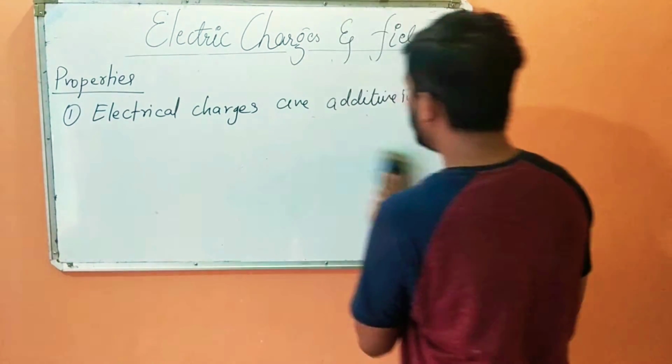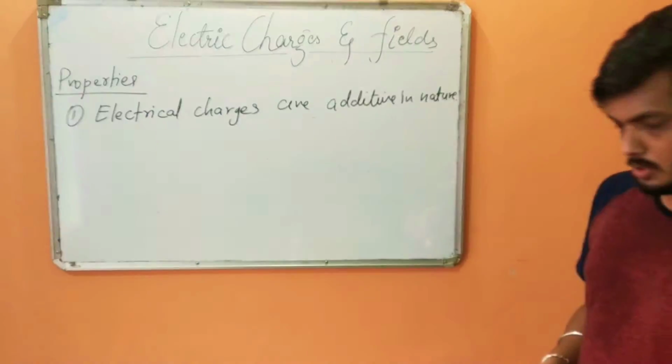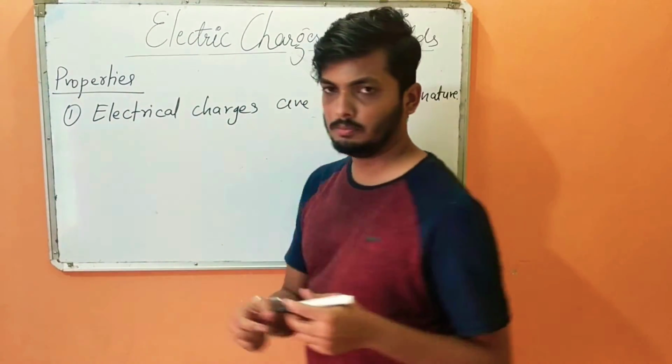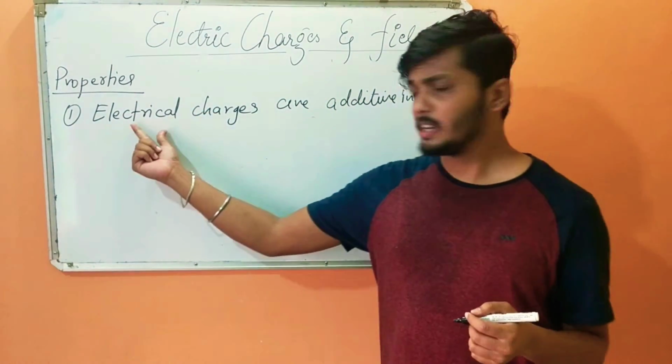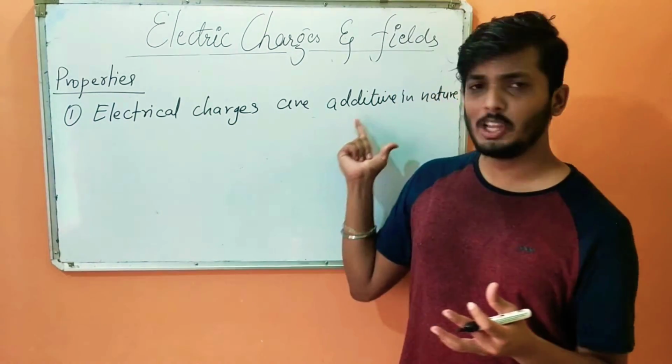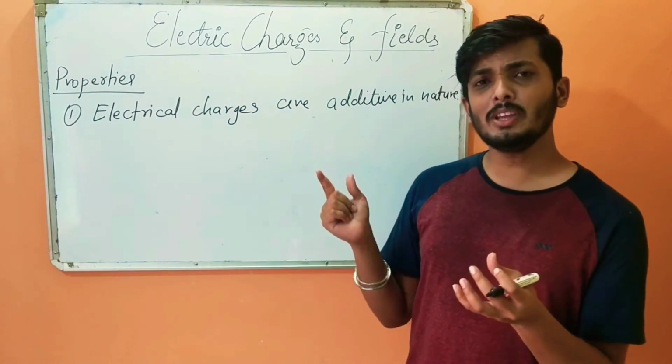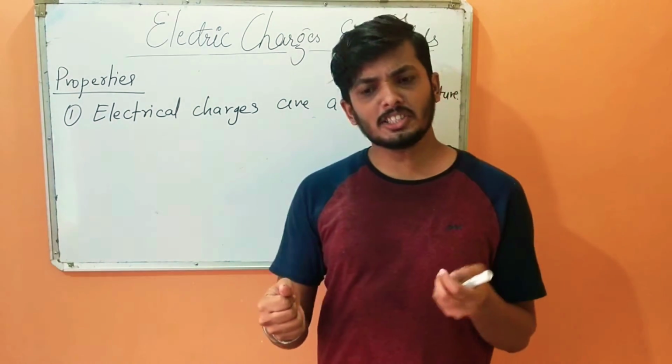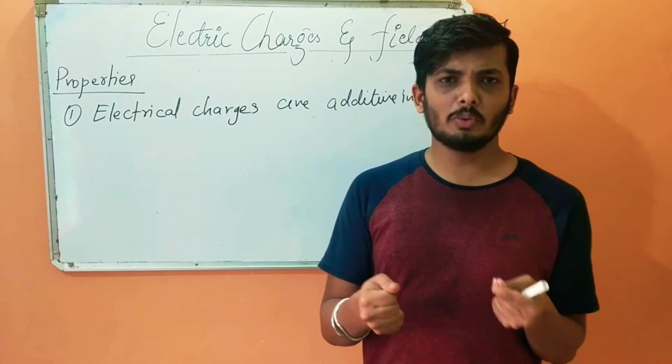It is very difficult to spend energy on the proton. Okay, so the first property is electrical. Have you understood why the word electrical? Electric charges are additive in nature. What does it mean? See here, electric charge you can either add or remove.